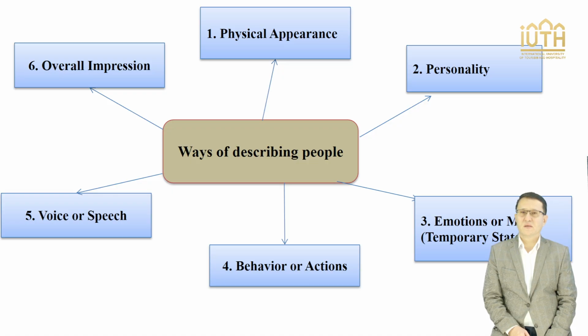Second, personality. This refers to what kind of person they are on the inside, their character, how they think or behave. You might describe positive traits: kind, honest, generous, outgoing, hardworking. Negative traits: selfish, rude, arrogant, lazy, shy. Example: he's a calm and thoughtful person who always helps others.